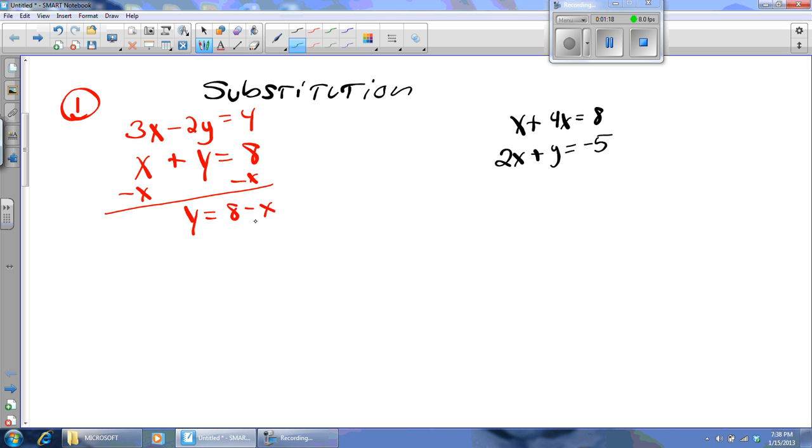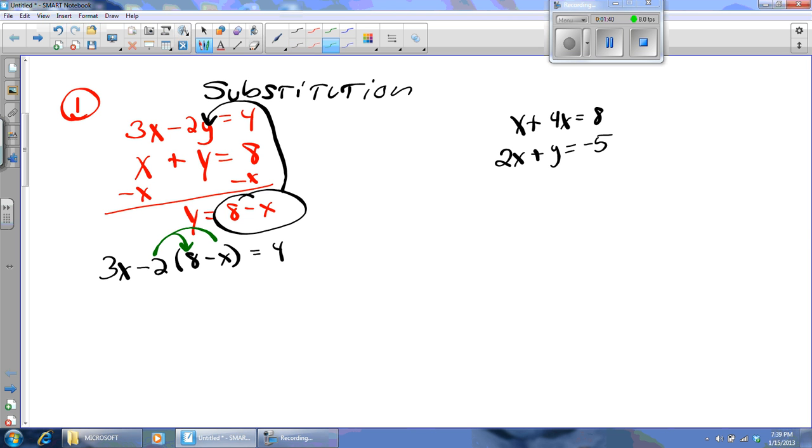I'm going to take that, 8 minus x, it's the same as y, and I'm going to put it right there. So I'm going to get 3x minus 2 times the quantity of 8 minus x. That equals 4. Next I'm going to distribute. A lot of you show that, but then you don't actually distribute. You have to do the distribution. 3x minus 16 plus 2x. How did I get plus 2x, Anna? I took negative 2 times negative x. You need to say it and do it.